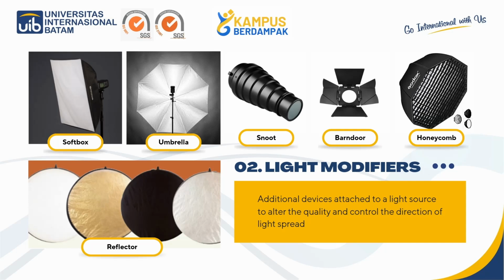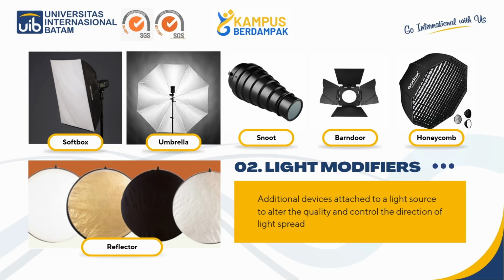It creates a very soft, flattering light with smooth shadow transitions. The second one, we have umbrella. This is used to bounce or even diffuse light over a very wide area. It is a very simple yet effective way to soften harsh shadows.